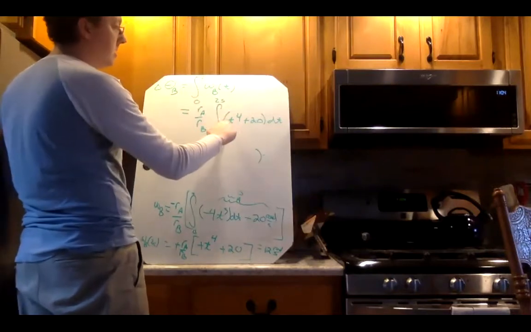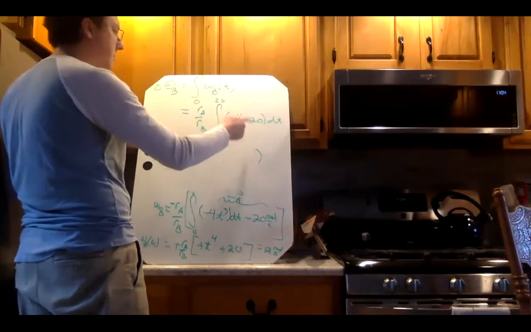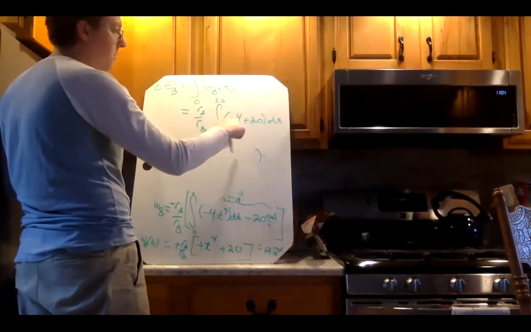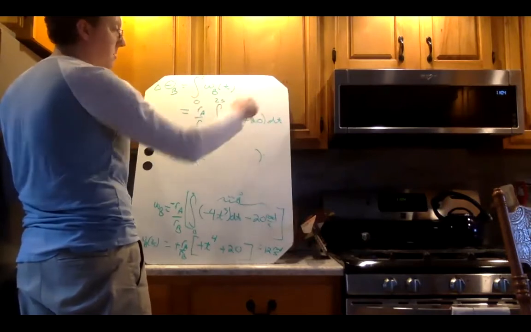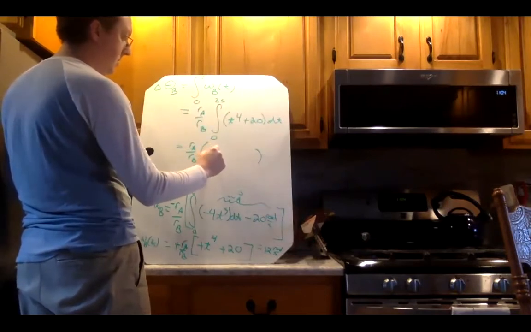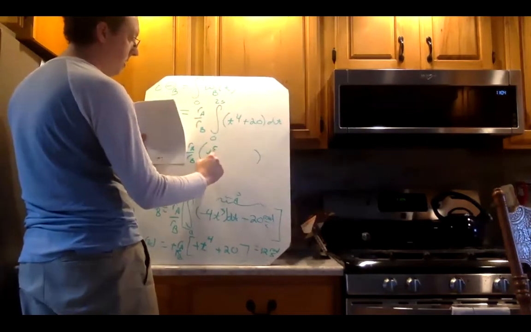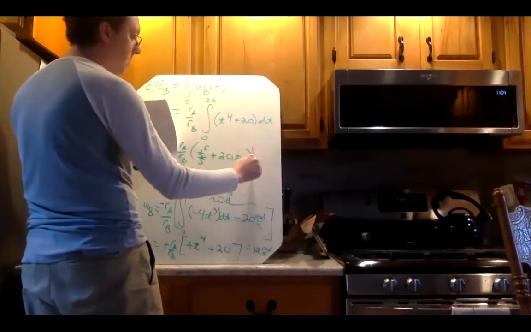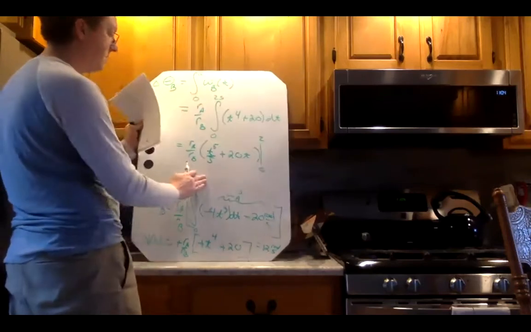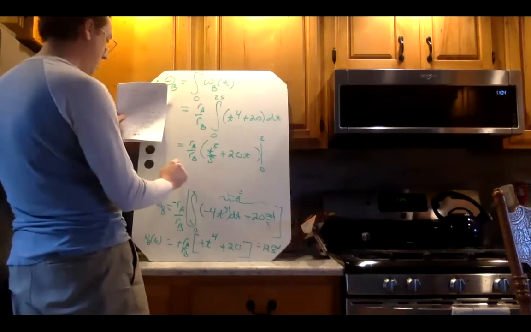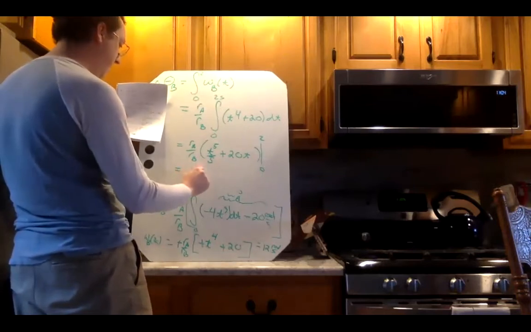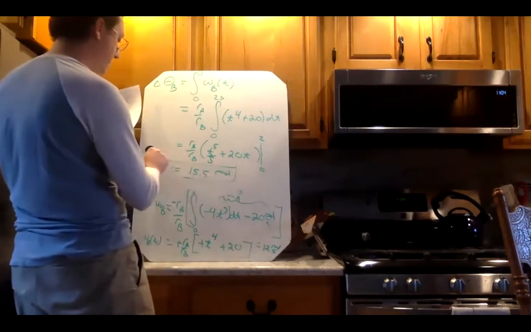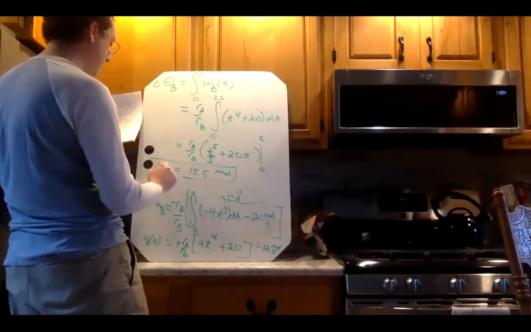Okay. It's a sum of terms, so the integral of the sum is the sum of the integrals. Each one is a power law. So this becomes t to the 5th over 5, and this is a constant, so it just becomes linear. So I get t to the 5th over 5 plus 20t. And I have to evaluate it between 0 and 2 seconds. And when I did that, I ended up with 15.5 radians for delta theta for B.